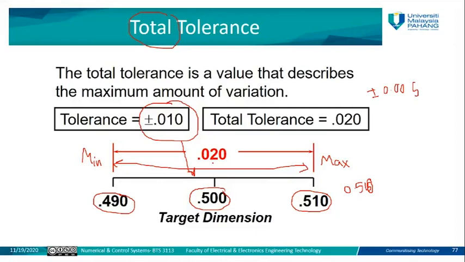If the tolerance is plus minus 0.1, what is the total tolerance? The total tolerance will be 0.2. If the tolerance is plus minus 0.3, the total tolerance will be 0.6. It's just the allowed interval, the total value of error that will be allowed within this value.